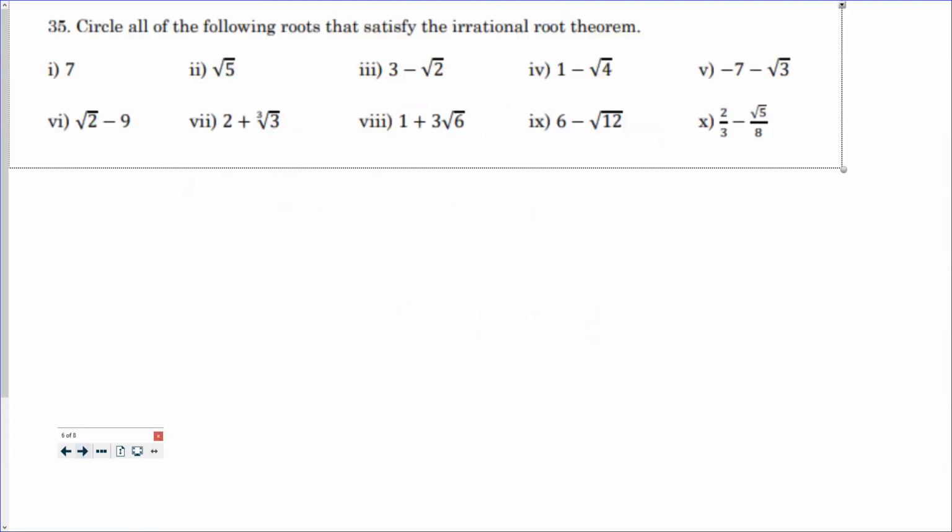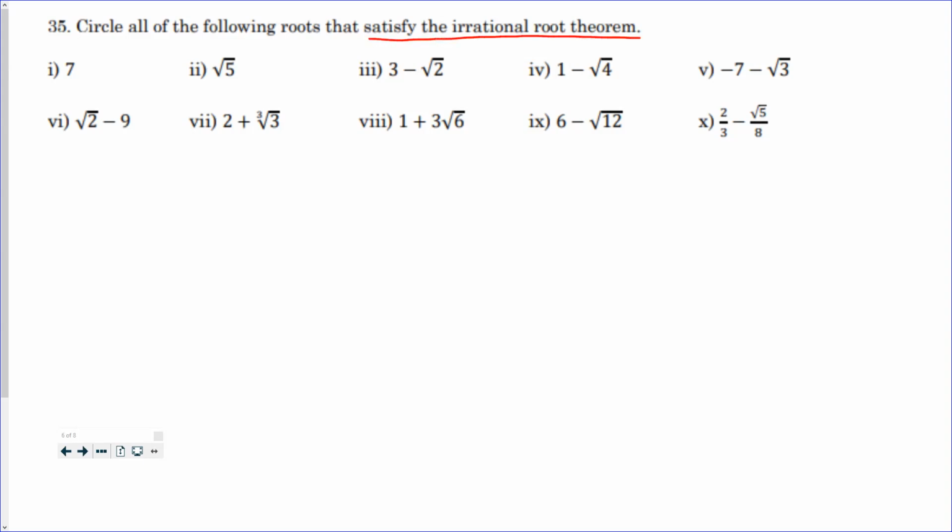All right, 35. This one is odd. Circle all the following roots that satisfy the irrational root theorem. When we say that, what that means is, if the irrational root theorem is working, which one's going to get a pair? In this case, root 5 is going to get a pair because you get negative root 5. 3 minus root 2 will get a pair.